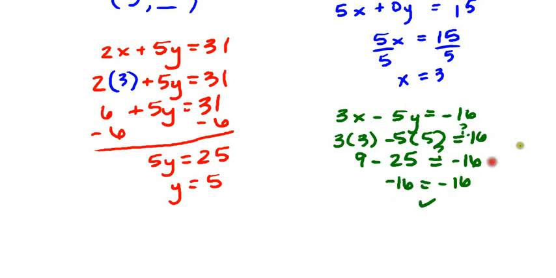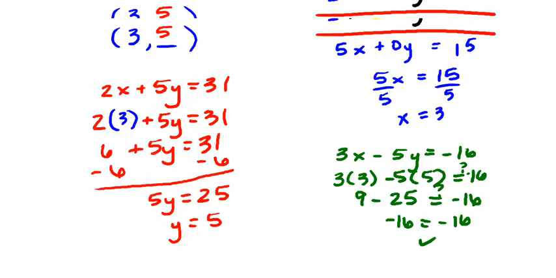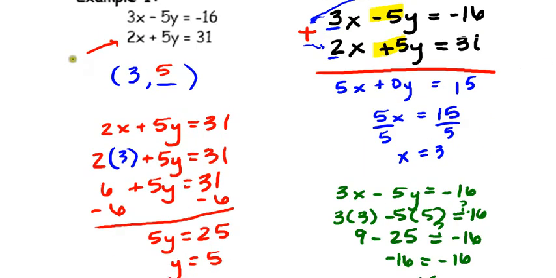So it works for the first one, but that doesn't matter. That just means that this is a solution to that first equation. In order for this to be confirmed as a solution to the system, it has to work for the second one as well. So I'm going to have 2x plus 5y is equal to 31.